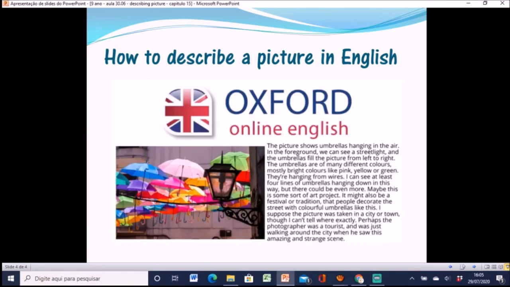Maybe this is some sort of art project. It might also be a festival or tradition that people decorate the streets with colorful umbrellas like this. I suppose the picture was taken in a city or town, though I can't tell where exactly. Perhaps the photographer was a tourist and was just walking around the city when he saw this amazing and strange scene.